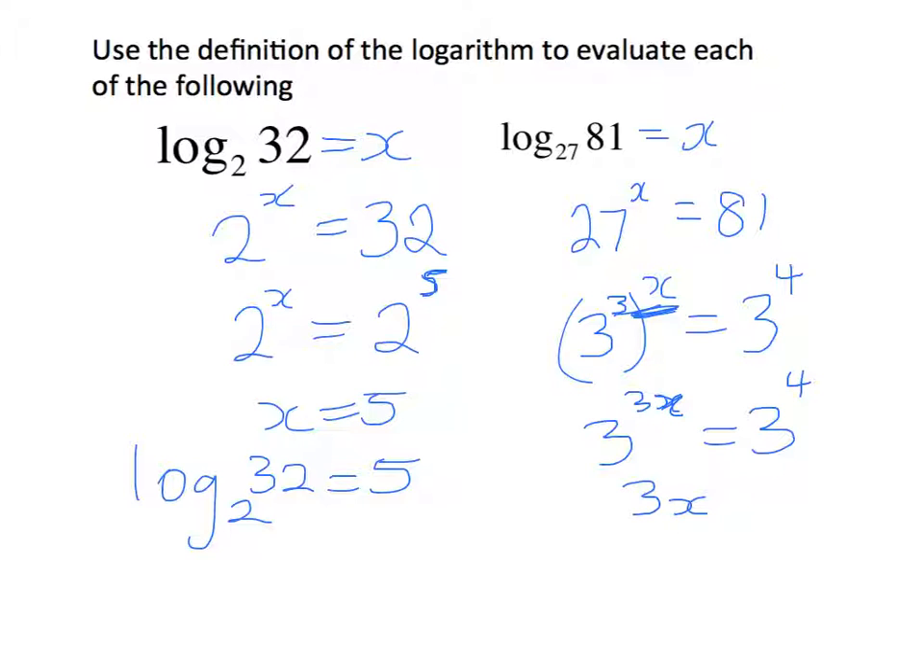Then we've got an equation that has the same base on both sides. The base is 3, which means the exponents must be equal. So 3x must equal 4, so x must equal 4 on 3. I've just run out of space here, so that's what we can say: log of 81 base 27 equals 4 over 3.